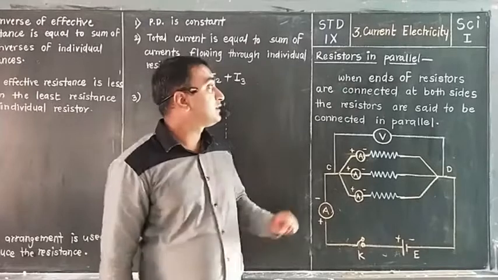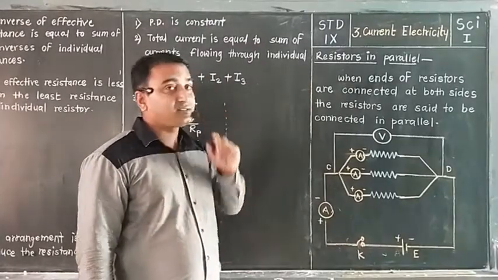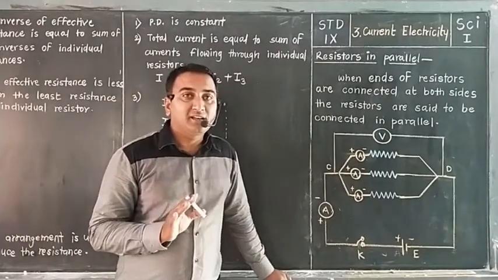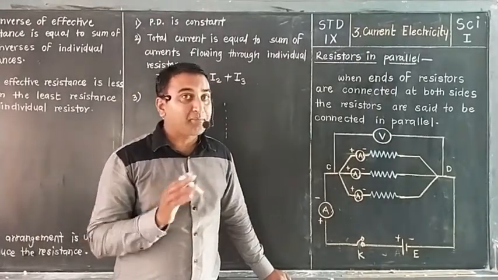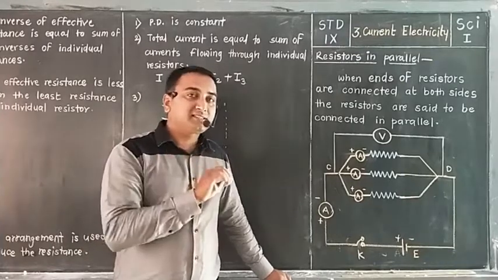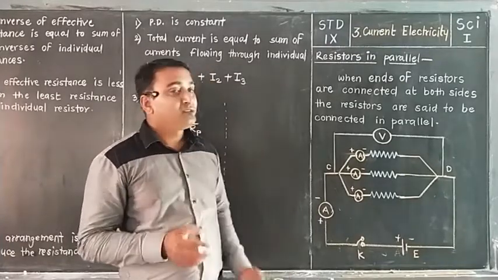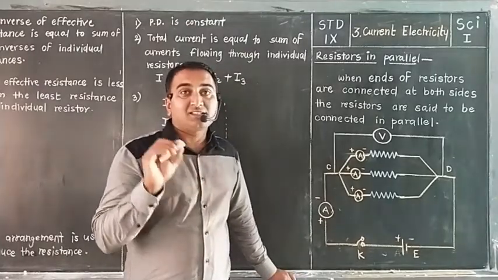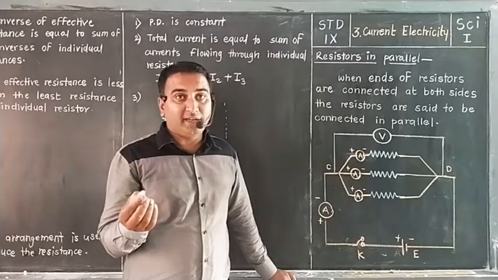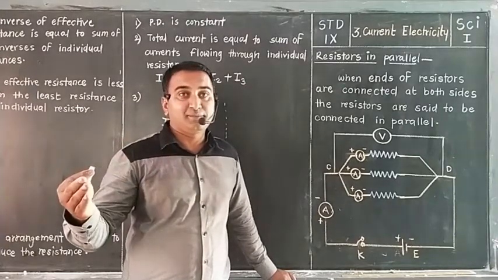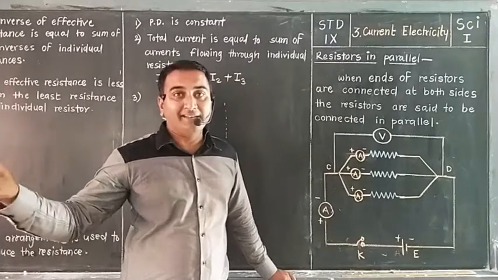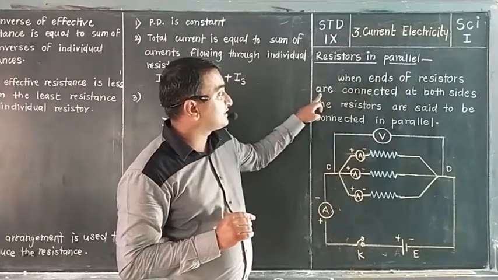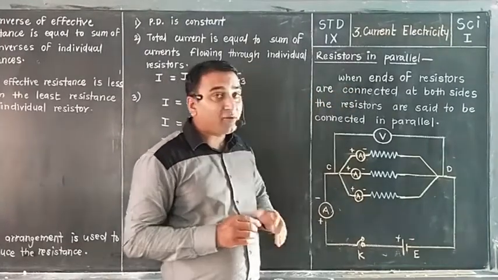The second combination is resistors in parallel. This we are going to discuss as a comparative study between series and parallel. What have we discussed there? When resistors are connected end to end, one after another, forming a single line, that is called series. But what is it here? When the ends of resistors are connected at both sides.